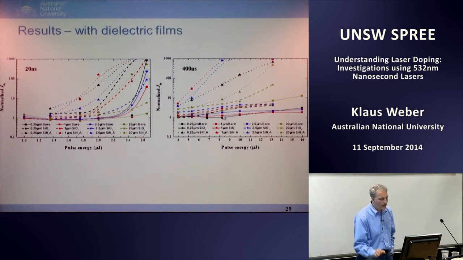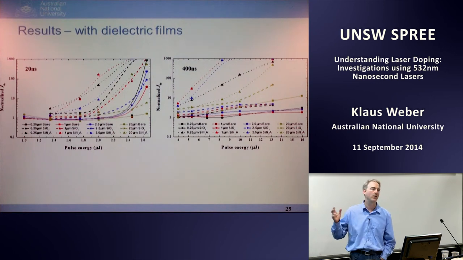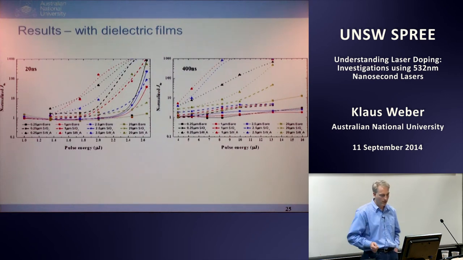So in general, it's certainly by no means hopeless, but what's pretty clear is that, because of the idealized nature of this experiment, for cases where we can't get a good result in this experiment, it's extremely unlikely that we would get acceptable results when applying the same kind of dielectric film and the same kind of laser parameters to a much more complex doping process.